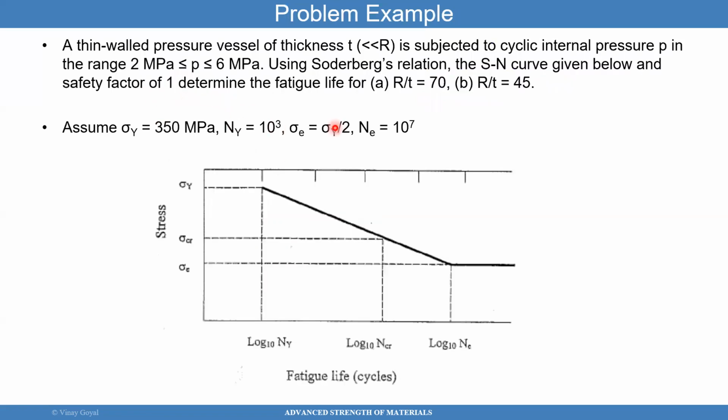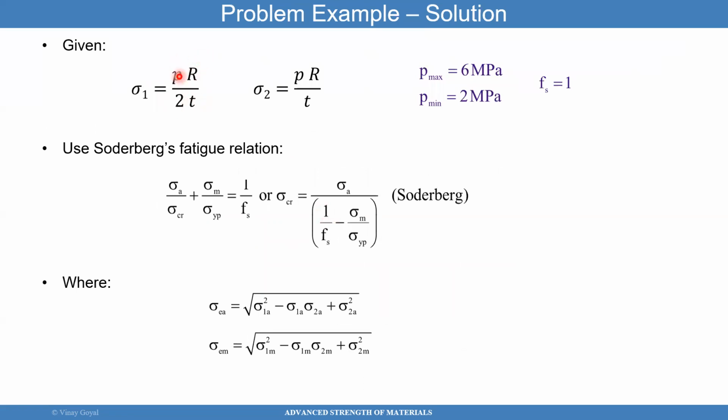So when I look at the pressure vessel, it is going to have two stress states. One is the axial load and the hoop load. The axial stress is P, the pressure, times the radius divided by 2t, where t is the thickness, while sigma 2 is going to be PR divided by t, where that's the hoop stress. I know the pressure is 6 or 2, so the minimum and maximum.